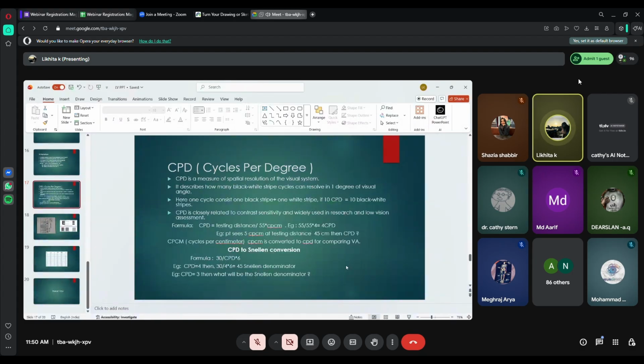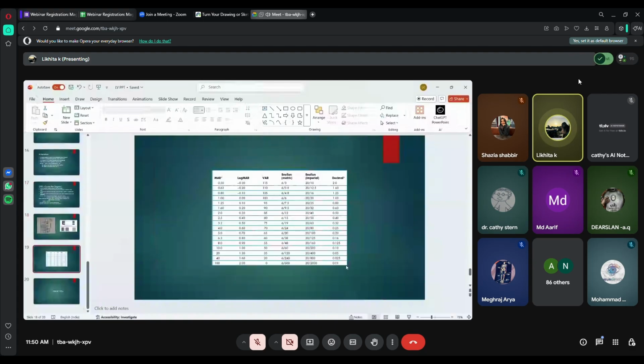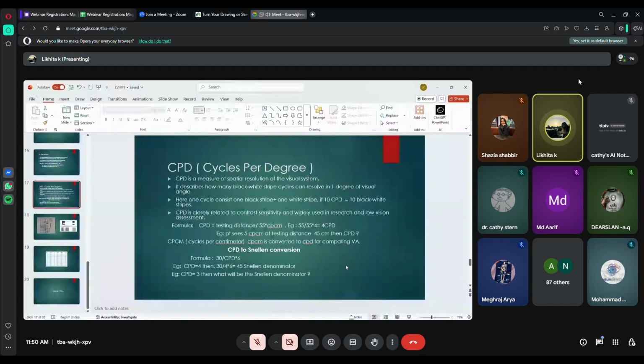So for all of the Snellen conversions in Snellen, I only use the metric value, in meters, not in feet or the empirical value. It's the same procedure for both the metric and the feet. You will be getting the same value if you convert.